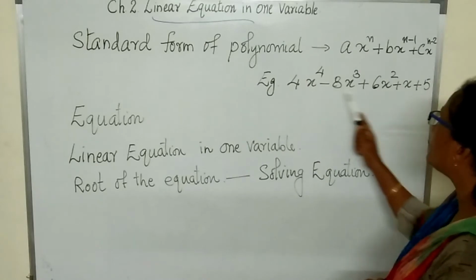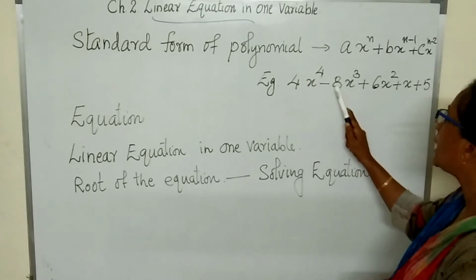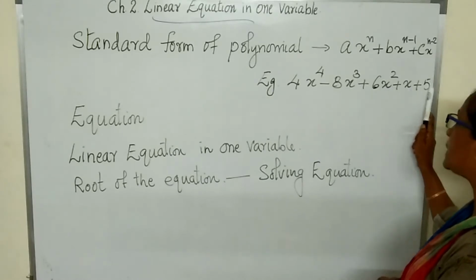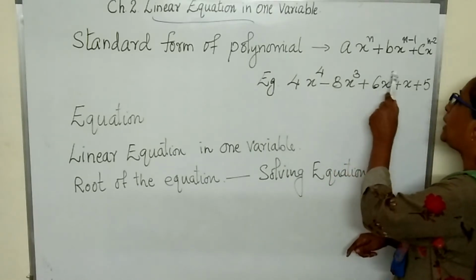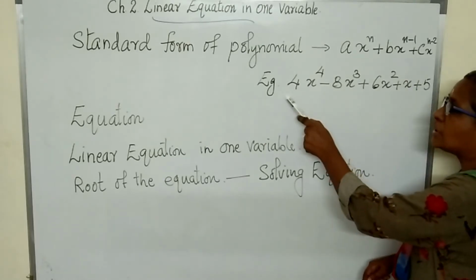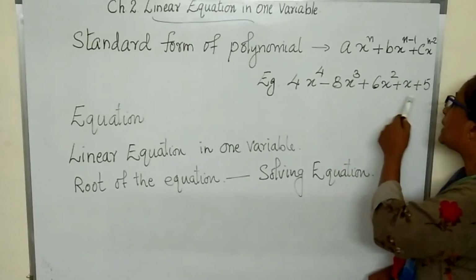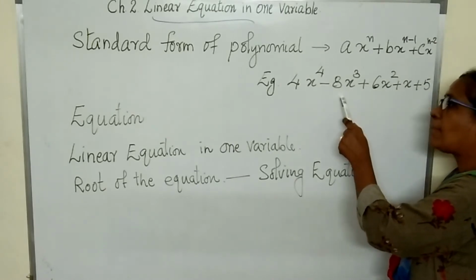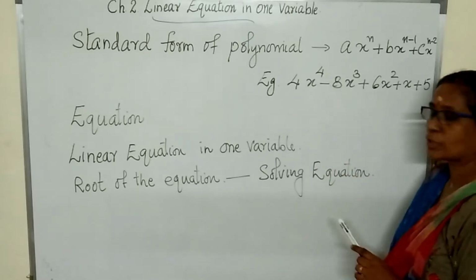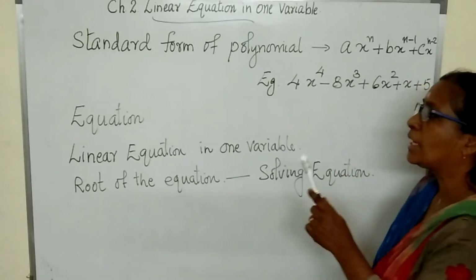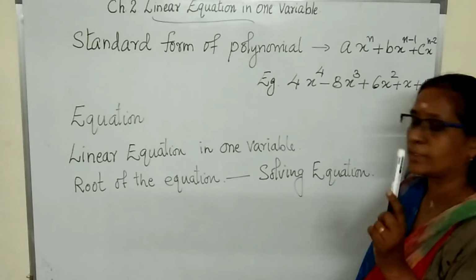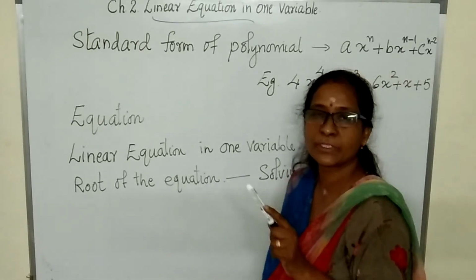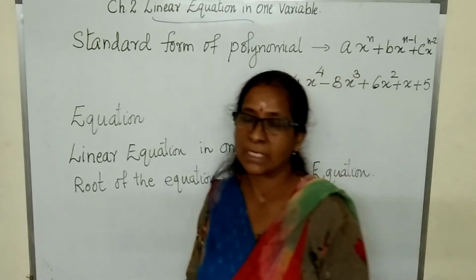Here is an example. You see 4x raised to 4, 8x cube plus 6x square plus x plus 5. You see 4, 3, 2, 1, 0. So this is decreasing order. If we write first 5 plus x plus 6x square minus 8x cube plus 4x raised to 4. That is also in standard form. That will be in increasing order. Okay. Now this was the revision part of our lesson.